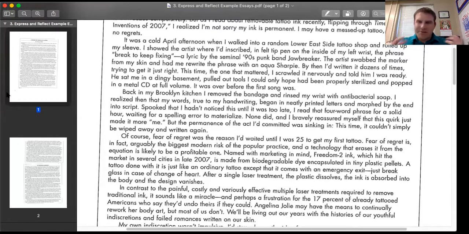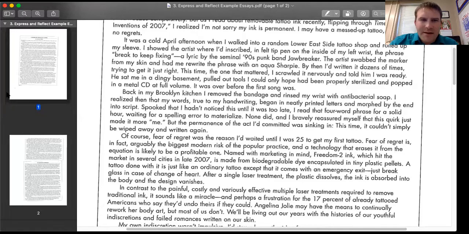And so it's eating on her, but she's trying to figure out a way to live with it. Now she's going to shift from expressing to reflecting. The first two is not as reflective, but the third paragraph here is where she really gets reflective.